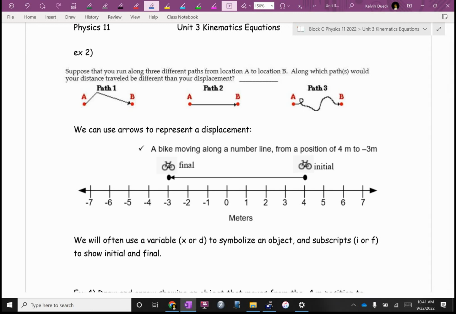Path 2. Now, this question actually asks which one has a different magnitude. If you read carefully, along which path would your distance be different from your displacement? So path 1 and path 3, it would be different. Path 2, the magnitude would be the same.